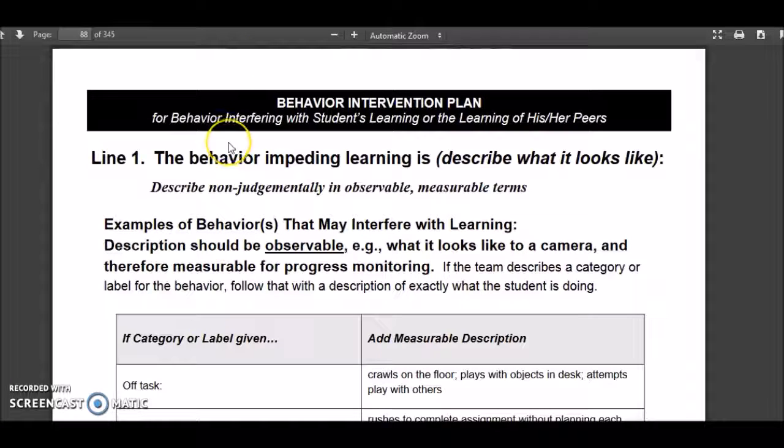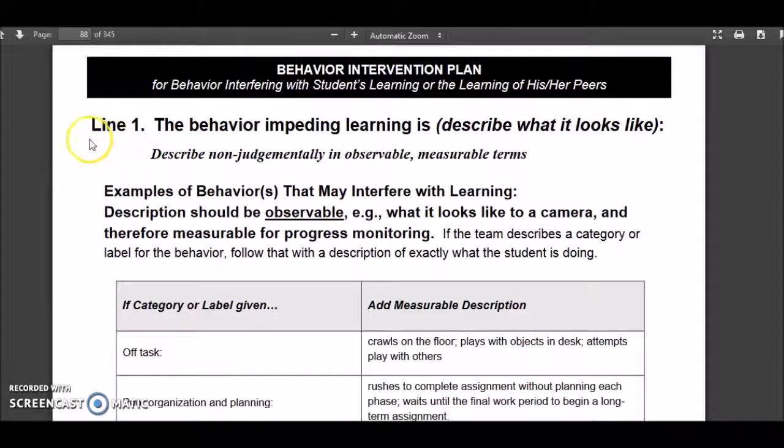So if we look here at the manual and the section that has to do with the first question, it would give a lot of emphasis on how the behavior needs to be observable. So whatever you write on paper should be what the behavior would look like on camera. If you can't see it with your eyes, then you cannot identify it as the behavior.